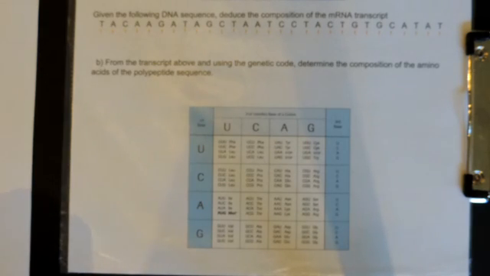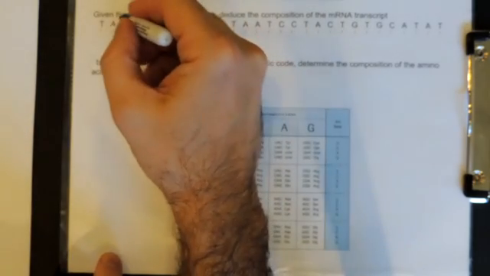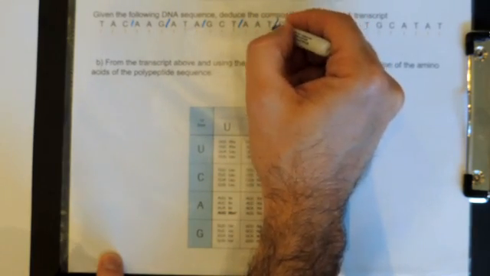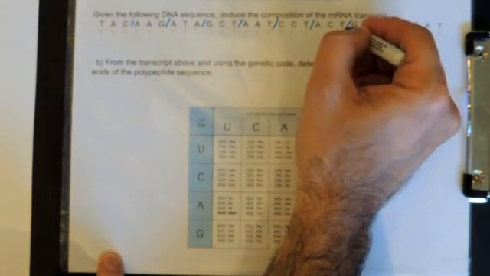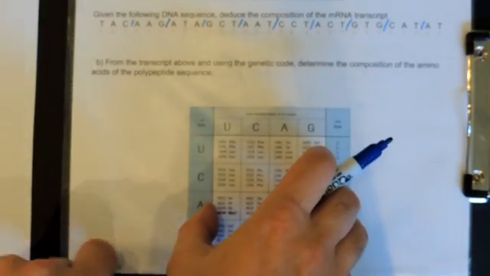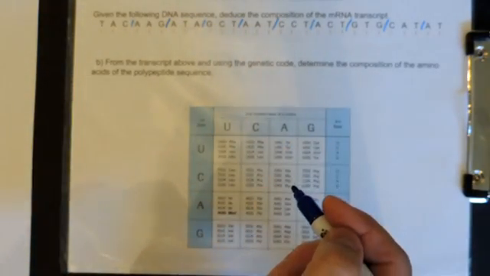So the first thing that I like to do is to divide up the DNA into triplets. So I'm just going to put a little slash line every 3 just to indicate where those triplets would be. This is only for my organization. It has nothing to do with the process that really happens in the cell.